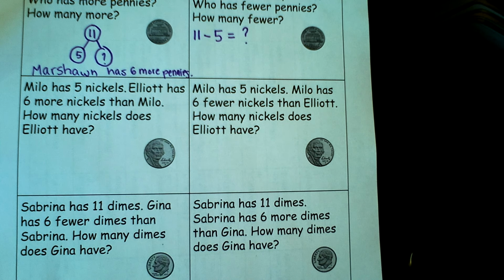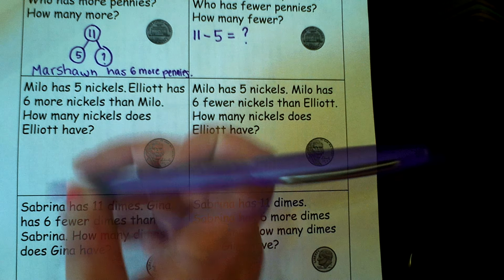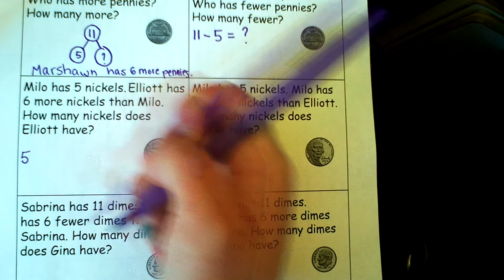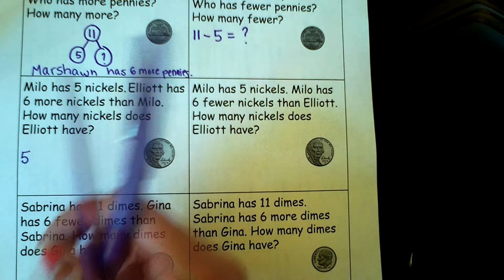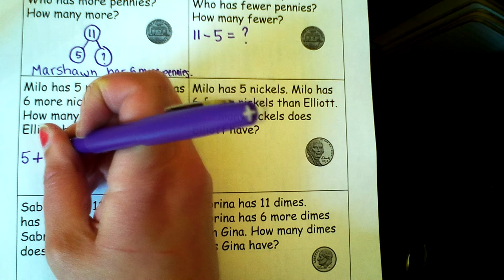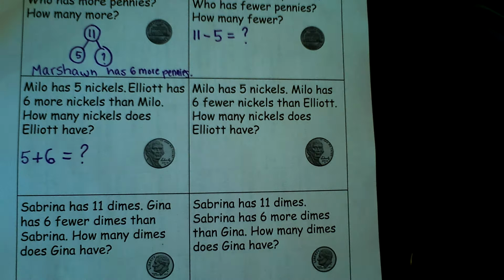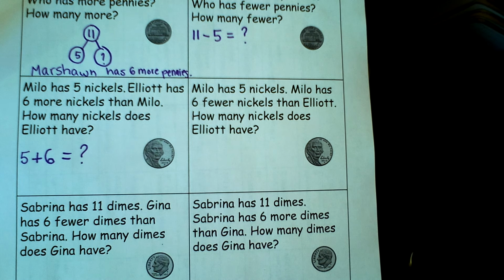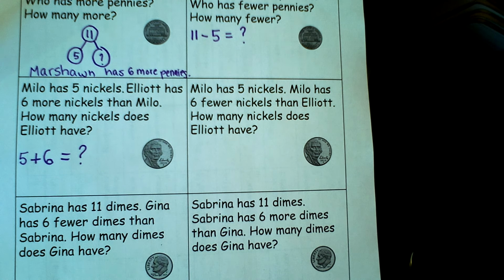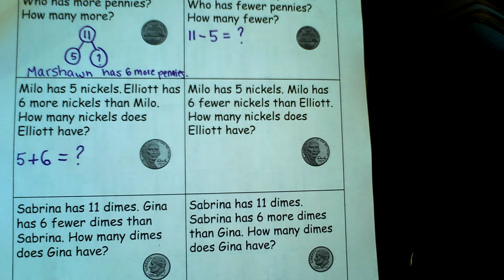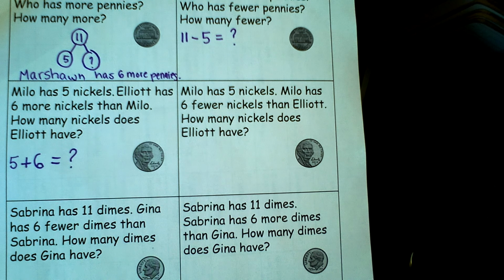Number 3. Milo has 5 nickels. Elliot has 6 more nickels than Milo. How many nickels does Elliot have? So we know Milo has 5 and Elliot has 6 more. And we're wondering, how much does Elliot have? Elliot has how many nickels? So 5 plus 6 equals something.